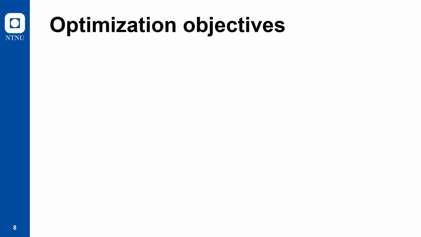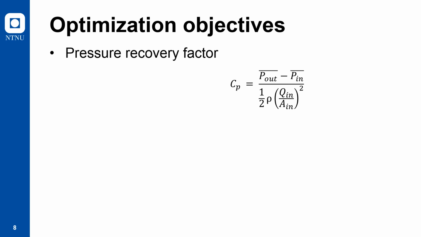For my optimization process, I have decided to use three parameters to describe the draft tube performance, which I will refer to as objectives. The first objective is the pressure recovery factor, which describes how much the pressure has increased throughout the draft tube. This reflects the draft tube's main task, namely to recover the pressure in the water. And we get that a high pressure recovery factor means good draft tube performance.